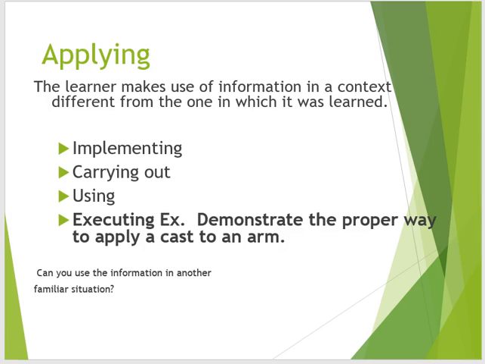The next level is applying, being able to do something with the information that you have learned. So we may have first talked about all the materials you need to apply a cast to a broken arm. We may have talked about the different things that you need to instruct a patient on when it comes to wearing a cast. We may have talked about the different things that casts are made of. And we may have even reviewed the steps, but now you're going to actually demonstrate the proper way to apply a cast to a broken arm. So that would be under the category of applying.